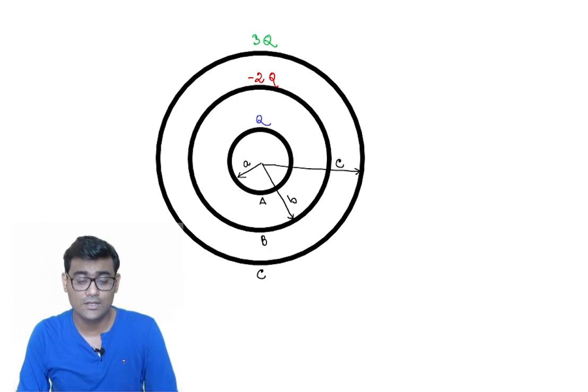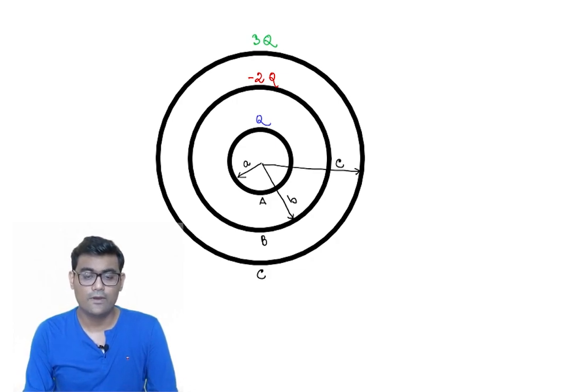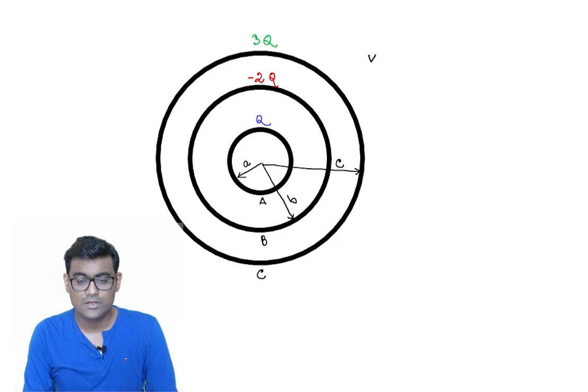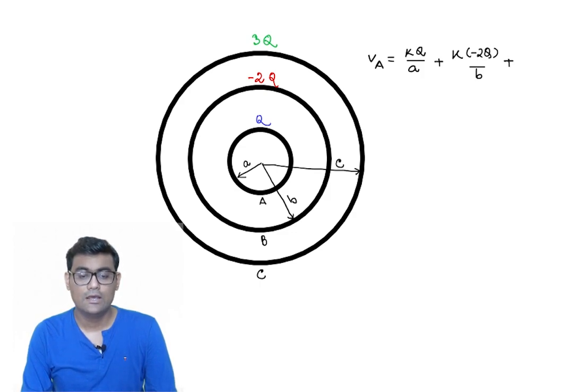So if I have to find potential at any point on the surface of this smallest sphere, then let us write potential at A. First I have to take the potential at A due to this blue charge, which is K capital Q divided by small a. Then I have to find potential at this point due to this red charge, which is K into minus 2Q divided by b, and then the potential at this point due to this green charge, that is K into 3Q divided by c. That will be the potential at point A, right?